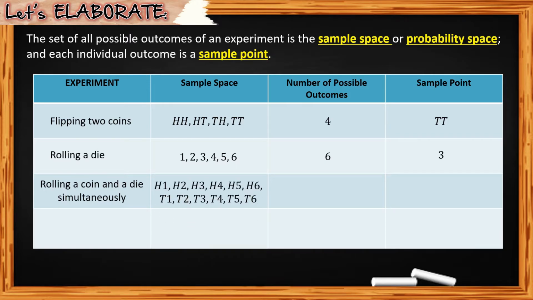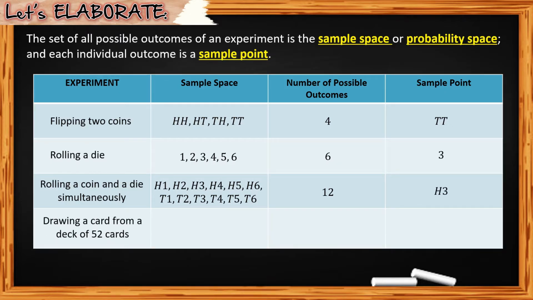So we have the sample space: head 1, head 2, head 3, head 4, head 5, head 6, tail 1, tail 2, tail 3, tail 4, tail 5, and tail 6. So we have 12 possible outcomes. And a sample point is head 3.